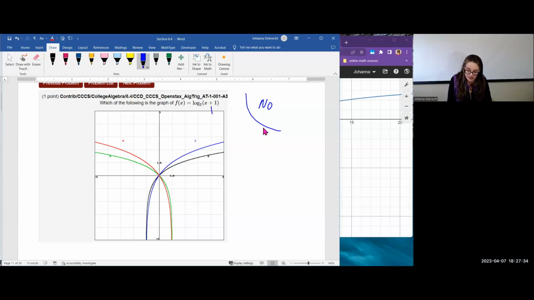Now, what happened here? Well, it's inside the main operation, the logarithm. It's a part of the answer part. So it's a left-right shift. And because it's a plus 1, it actually went left 1.